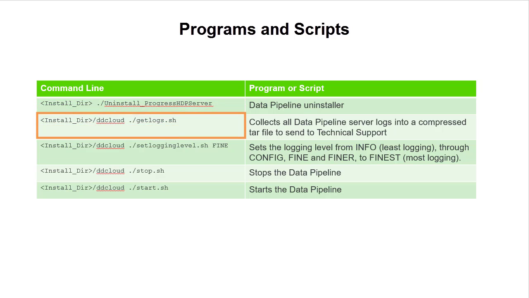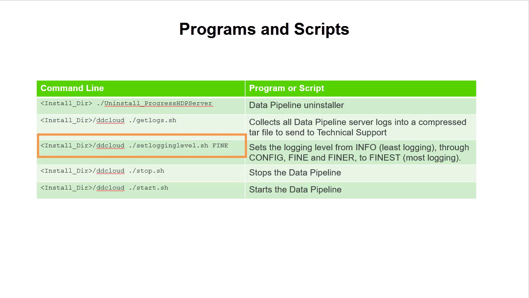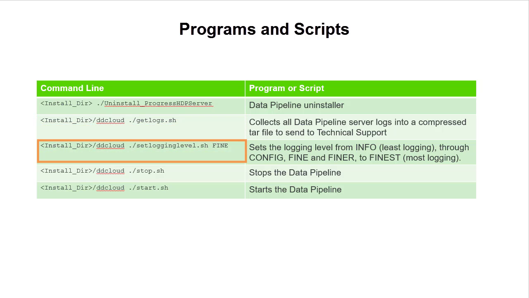The getlog script compresses the data pipeline server logs into a tar file that you can easily submit to Progress technical support. The set logging level script lets you change the degree of logging through a parameter. Info is the least logging. The levels increase through config, fine, and finer to finest, which is the most logging. This example sets the logging level as fine.